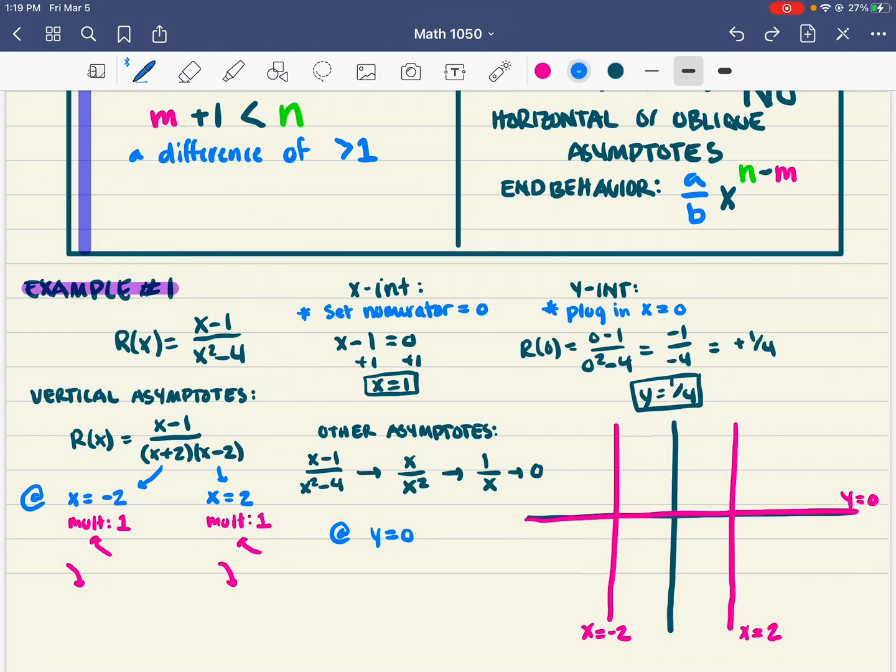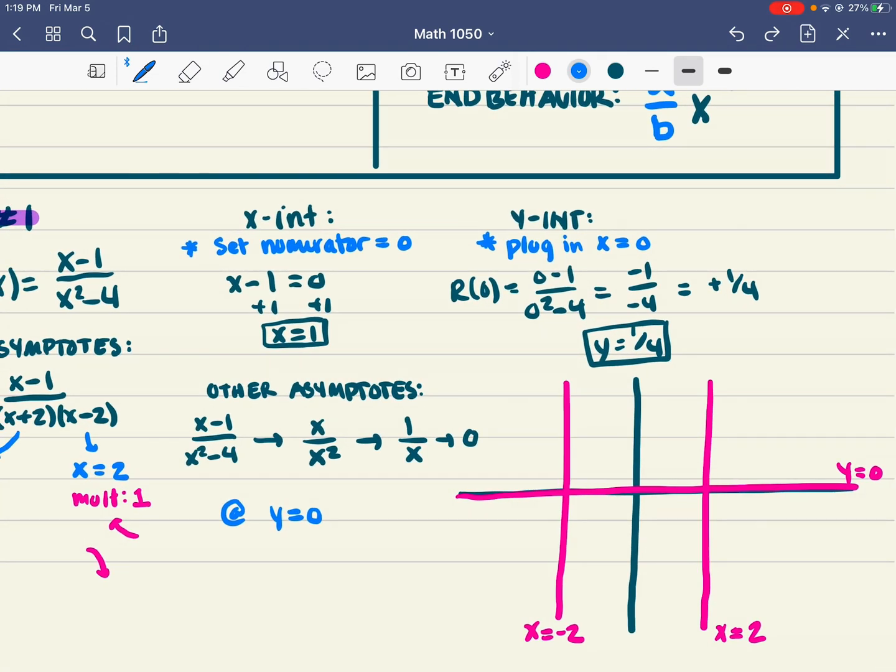Actually, you know what? I take that back. We're going to first plot the x-intercepts, and then we'll talk about the multiplicity of the vertical asymptotes. So we have an x-intercept at +1, so right there, and also a y-intercept at +1/4, which is really close to the x-axis, but not quite. So using this idea, we know that it crosses the y-axis at 1/4 and the x-axis at 1, so we know it kind of has to be shaped like this.